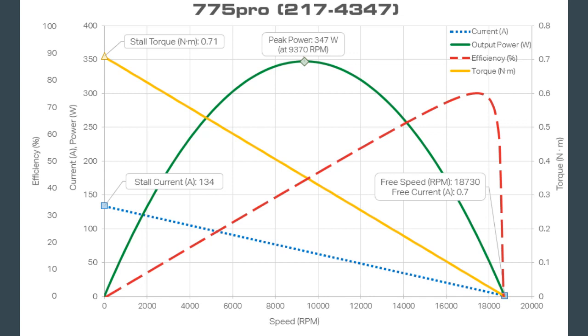The blue dash line, that's current. As you can see, when you're at stall torque, you're at max current. And when you're at free speed, you're at the minimum current, which is usually around a few amps. Stall current is usually around 100 and something amps, right? You know the breakers are like 40 amp breakers, right? Or 30 amp breakers.